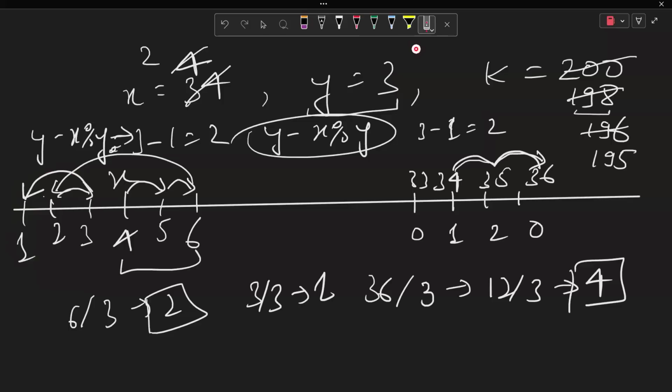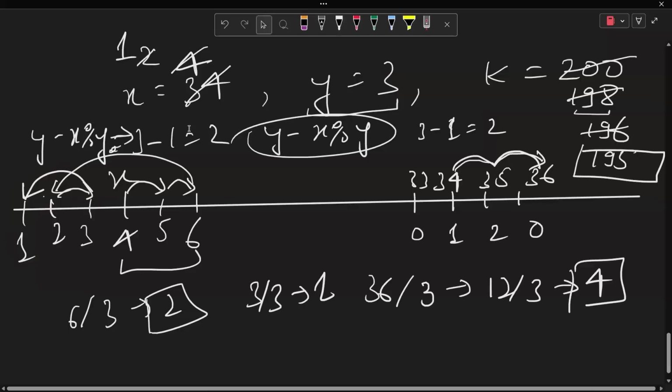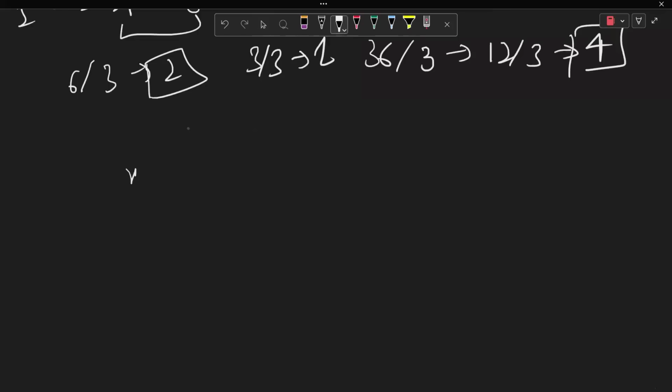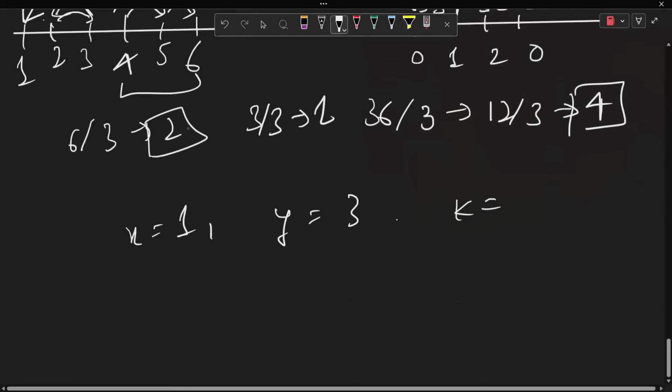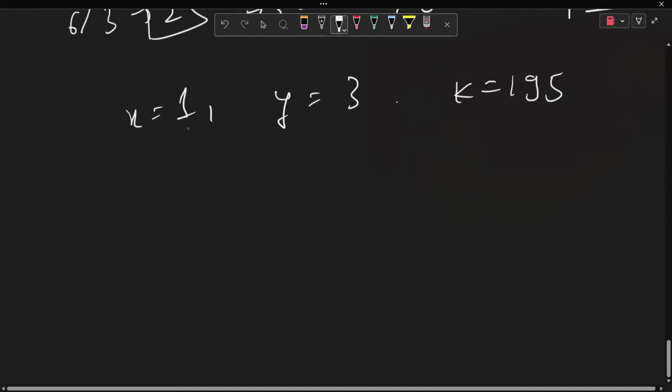Let's see how we are going to calculate. So now X has become 1 here and we still have 195 more operations. Now X is 1, Y would remain 3 only. This is a constant. And we still have 195 more steps. So now let's look at the cycle we have. What cycle we have?